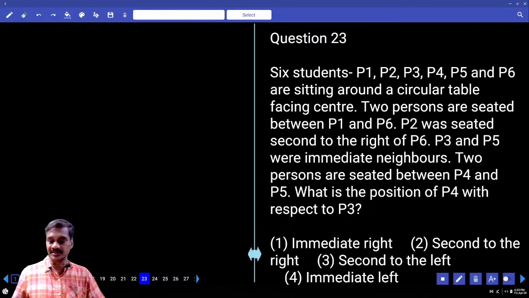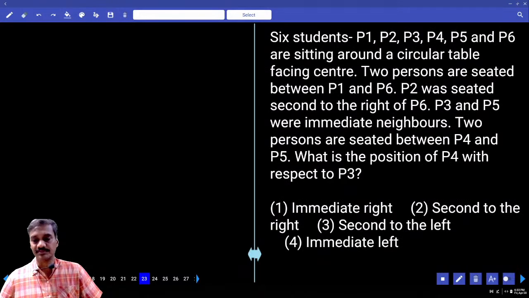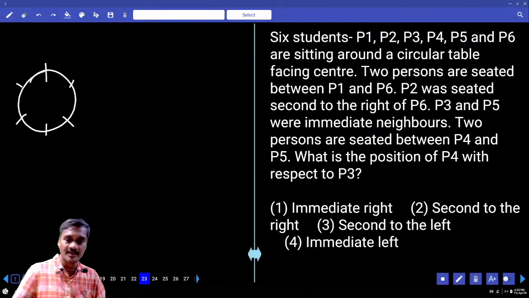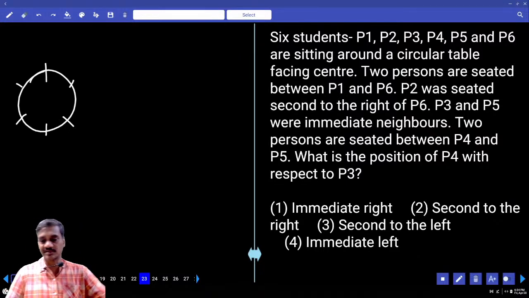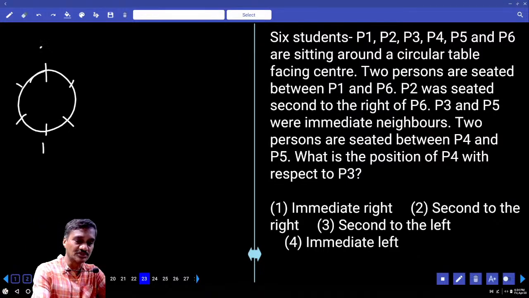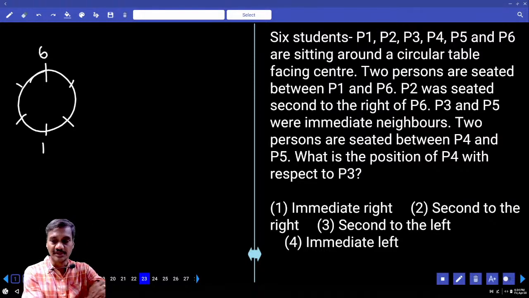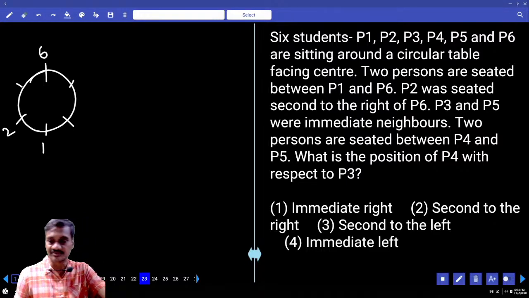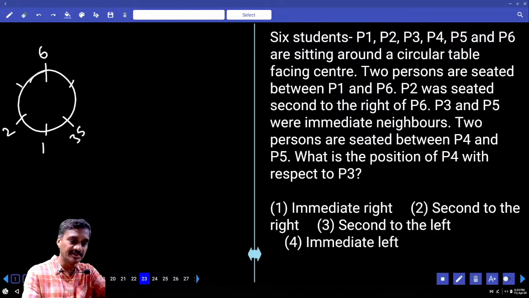Then in this 23rd, there are 6 students, 1 to 6, seated around a circular table. Two persons are in between 1 and 6. 2 is seated second to the right of 6. 3 and 5 are immediate neighbors.